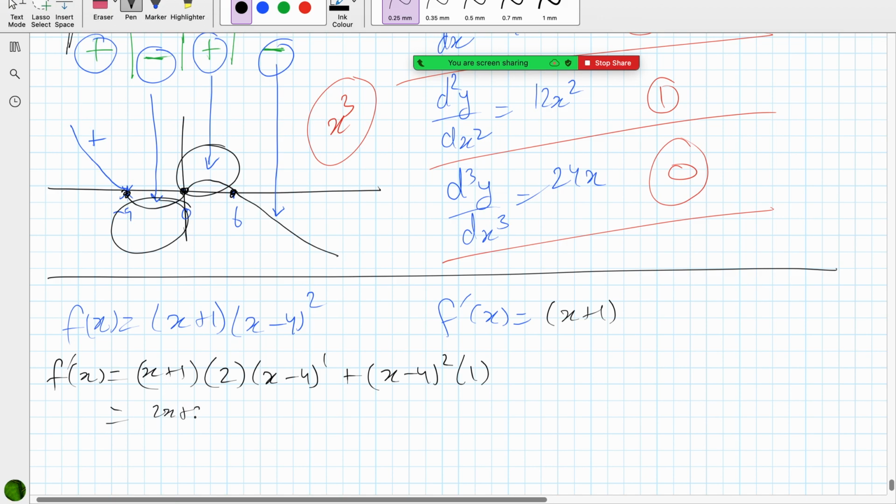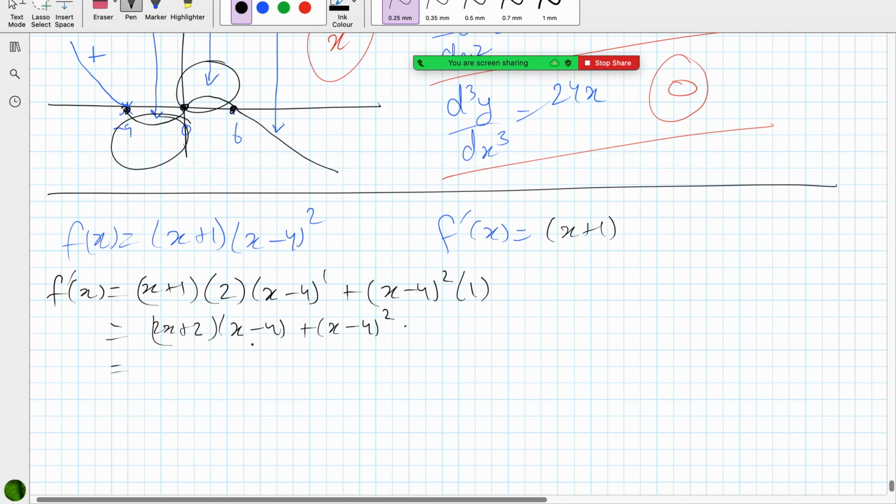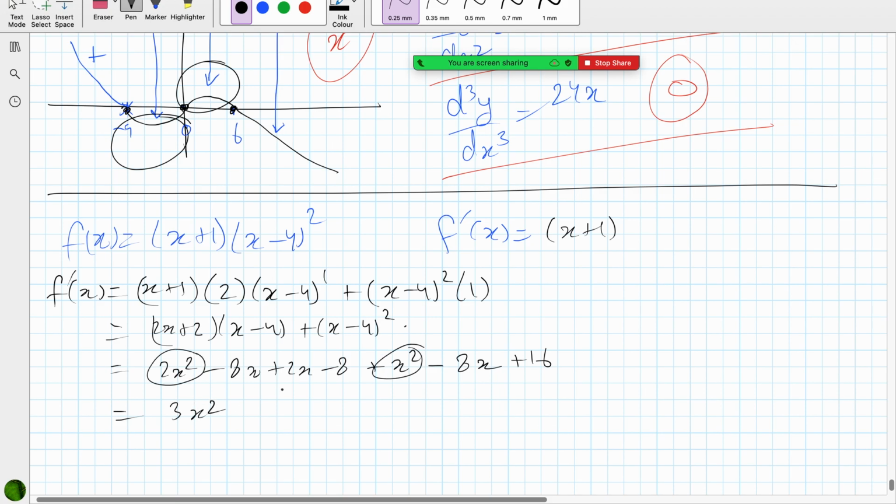which results in 2x plus 2 into x minus 4 plus x minus 4 whole squared. And this is 2x squared minus 8x plus 2x minus 8 plus a square minus 2ab plus b square. So 2 and 1, so 3x square minus 8x minus 16 plus 2 is minus 14x, and these two numbers is plus 8.